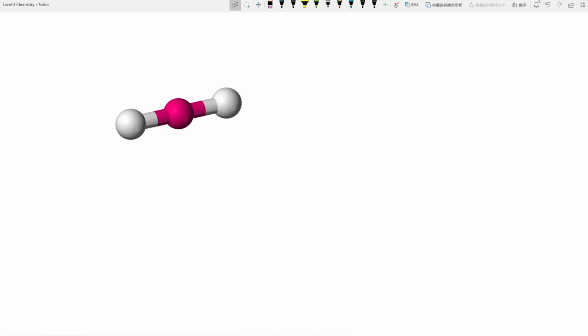And last one, which is the easiest one, linear. Just think of a straight line. You have something here, something here, something here. What's the bond angle between that and that? It's obviously 180 degrees this way, 180 degrees this way, so 360 altogether. And the basic example is CO2.